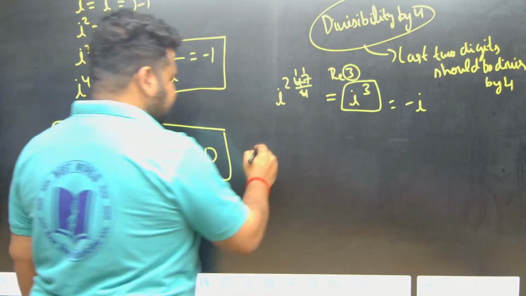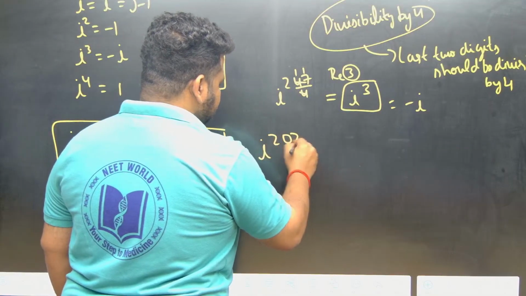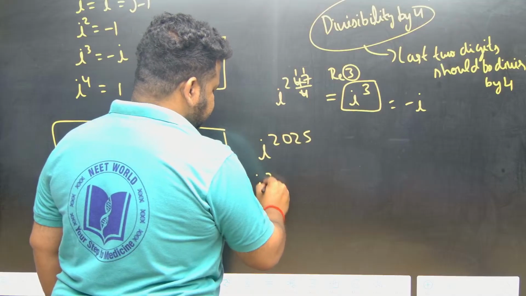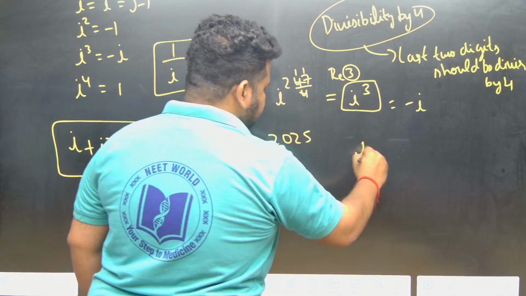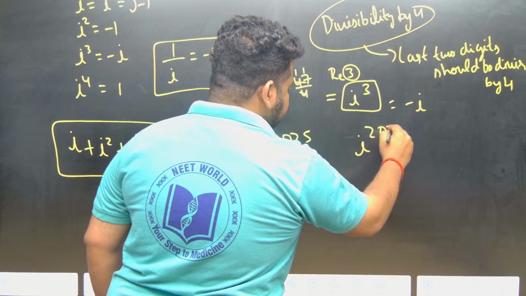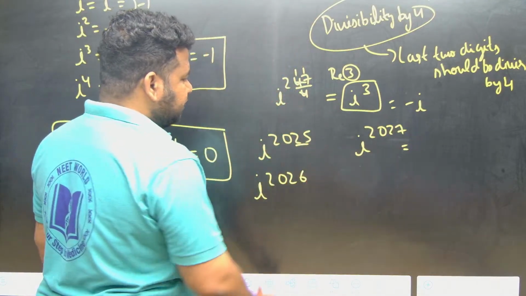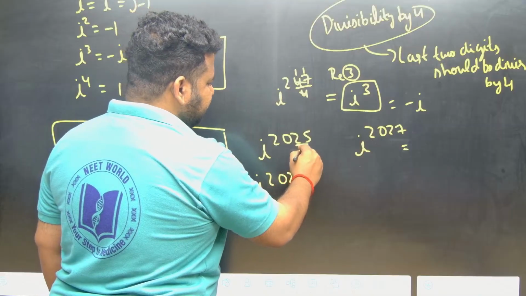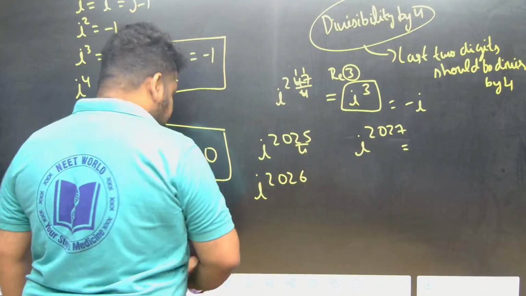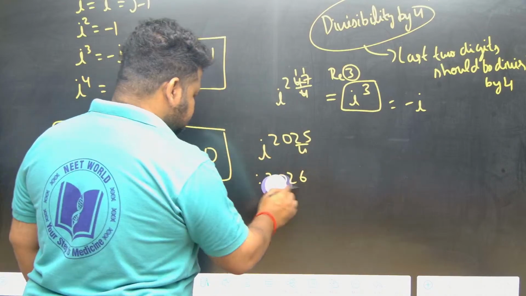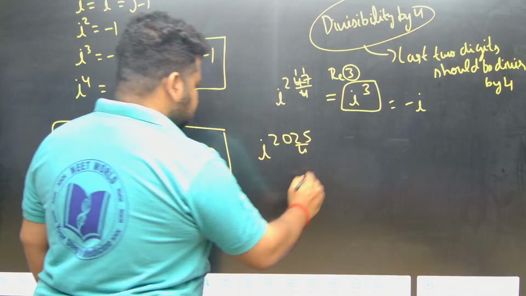Like this, even if they give any bigger number, I power 2025, I power 2026, I power 2027. Okay, so 2025 they have given. Divide by 4, what is the remainder you are getting? You are getting the remainder as 1.